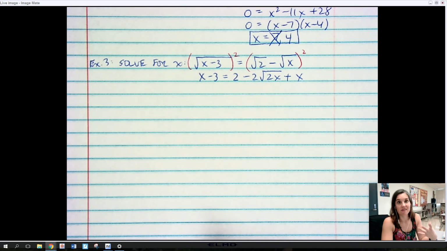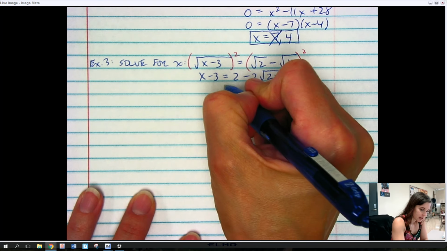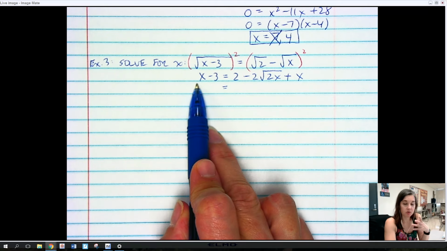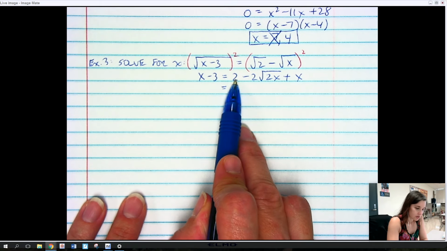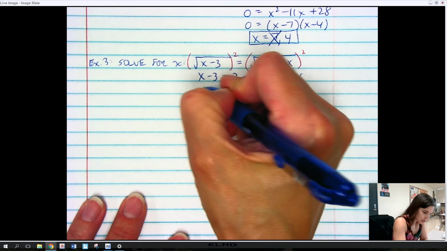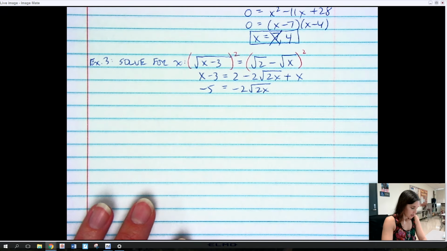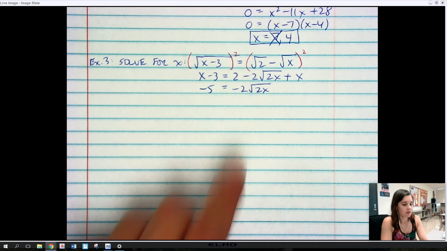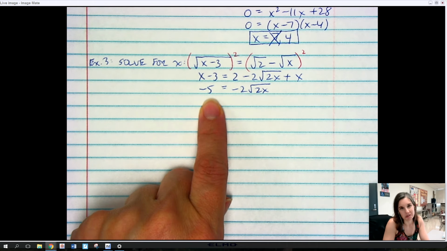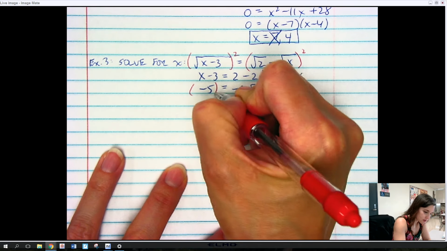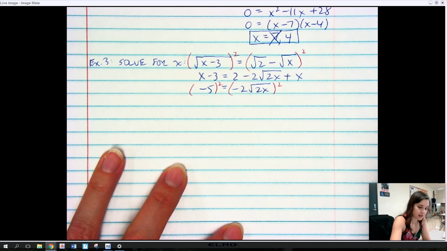Okay, now I see I have another radical. So now I got to get that radical isolated. So what I'm going to do is I'm going to subtract that x over, so it cancels out. I am going to subtract that 2, which is negative 5, and then I got negative 2 root 2x. So now at this point, if I wanted to, I could divide by negative 2, but I don't know that I want to deal with a fraction. So I'm going to square both sides. So I'm going to square this whole side, and I'm going to square that whole side.